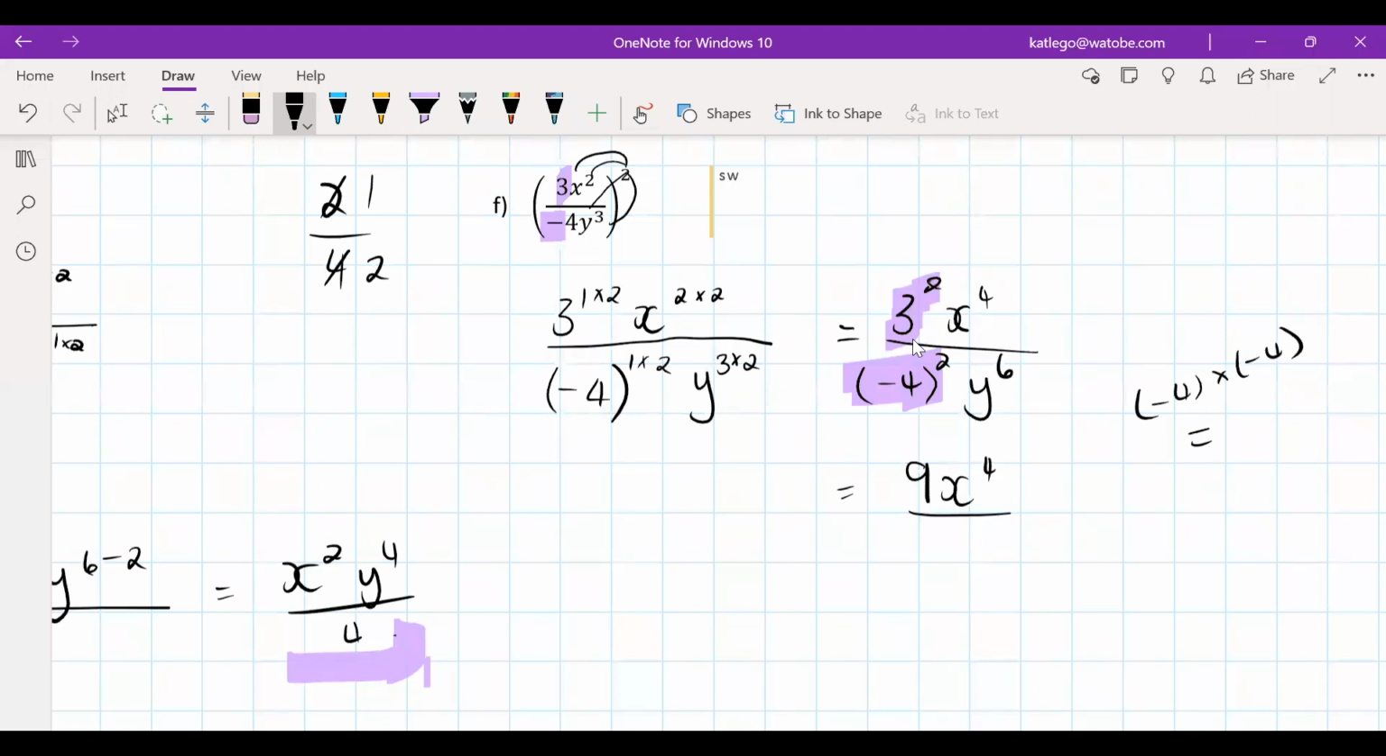Remember, positive 16. Here we go. Because it's inside the bracket, a negative and a negative gives us a positive. There we go. 16 and y to the power of 6. Thank you very much, Charity. That would be correct. I saw hands shooting up. Guessing we have questions. Beautifully done, Charity.